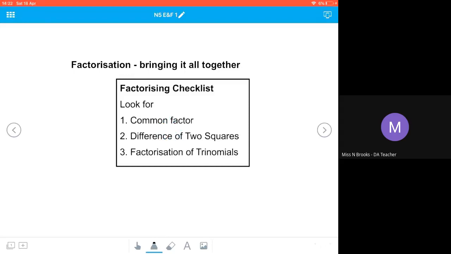So if we bring this all together, going back to the factorizing checklist that we encountered when we were doing a difference of two squares, 3 steps when we're factorizing. First of all, look for a common factor. Second, find a difference of two squares. Third, the factorization of trinomials.